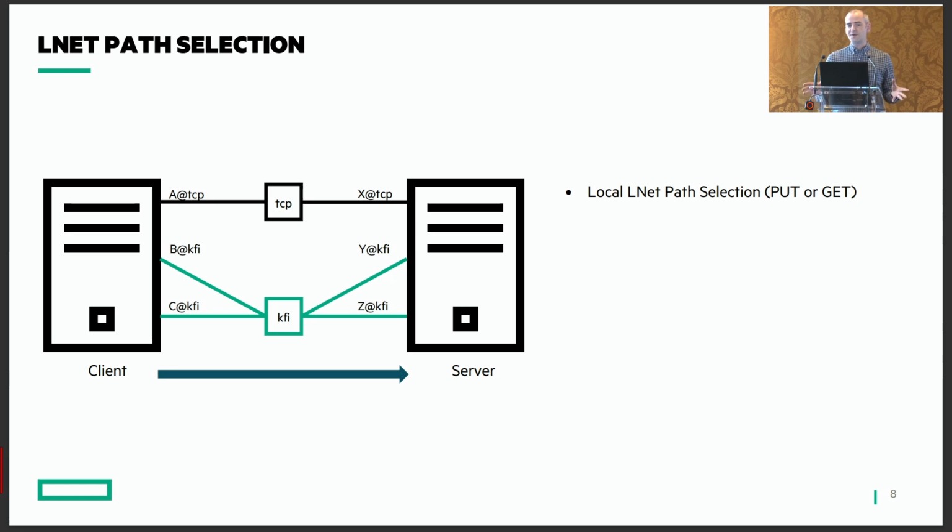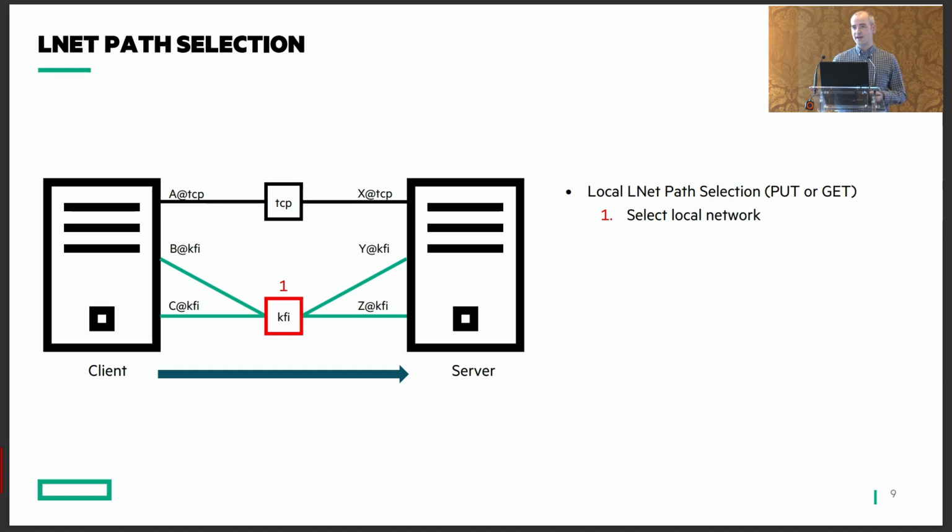So to understand UDSP, it's useful to understand how LNet path selection works in a multi-rail environment. In this example, I have a client sending a message to a server. Both the client and the server have 3 network interfaces. 2 of them are Cassinis on KFI, and you've got another one that's on a TCP Lustre network.